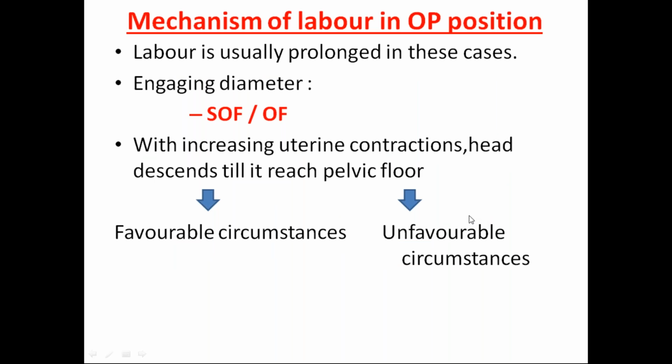Then the mechanism of labor in a persistent occipito posterior. In most of the cases, these occipito posterior positions get corrected once the woman goes into labor. So usually the labor is prolonged in these cases. The engaging diameter is either suboccipitofrontal or occipitofrontal, that is 10.5 or 11.5 cm. So with each increasing uterine contraction, the head descends until it reaches the pelvic floor, that is at the level of the ischial spines.